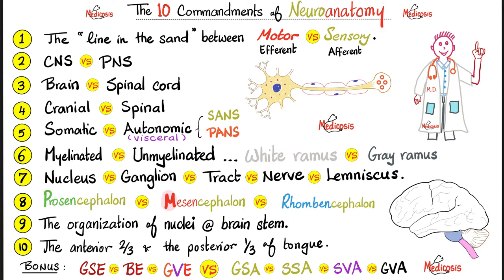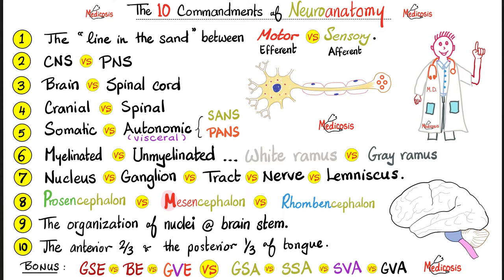Between anterior, which is motor, and posterior, which is sensory; between anterior, which is efferent, and posterior, which is afferent. Commandment number 2, thou shalt understand the difference between central nervous system and peripheral nervous system. Commandment number 3, thou shalt understand the distinction between brain and spinal cord, the distinction between cranial and spinal, the distinction between somatic and visceral, meaning autonomic, and the difference between sympathetic and parasympathetic.